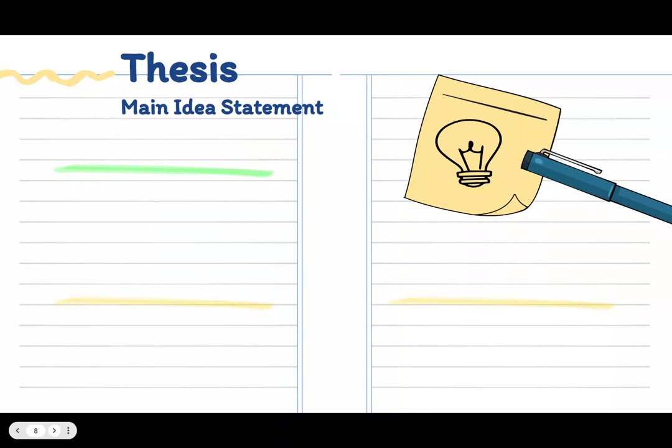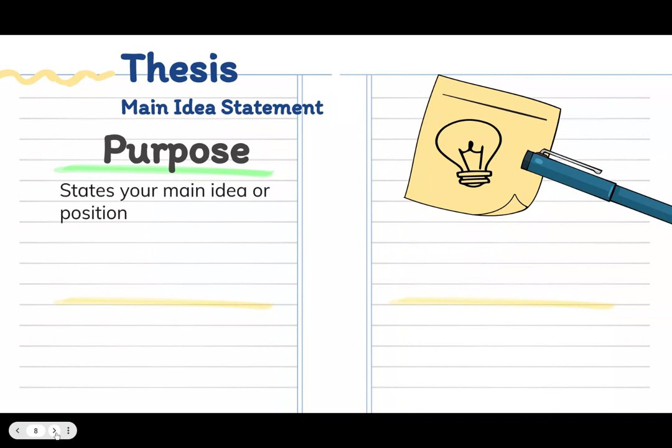The final sentence of an introduction paragraph is called the thesis, or the main idea statement. And this is the most important thing to go in your introduction paragraph because it states your main idea for what the whole essay is going to be about. If you are writing about a particular position or cause or opinion, then you would state what your opinion would be.